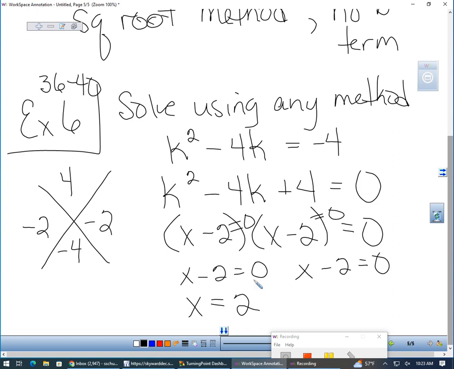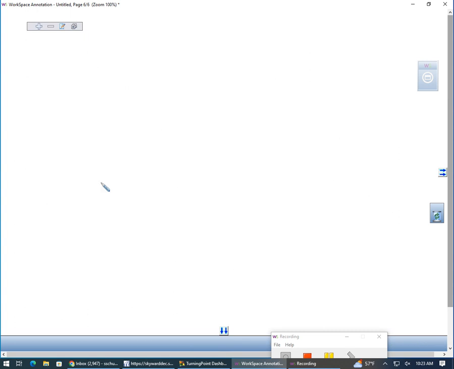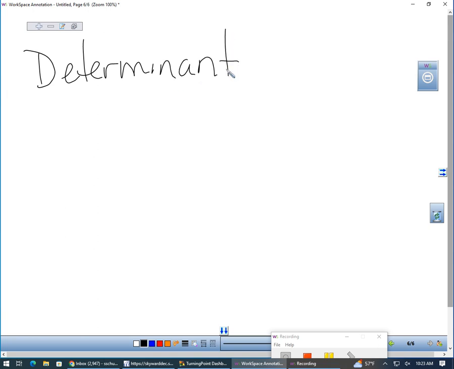All right, last thing I need to talk about. We call it the determinant. The determinant is that section underneath the square root in the quadratic formula. Okay, that part I asked you to simplify first, right? That's the determinant. That is b squared minus 4ac. Call that the determinant. If that determinant is greater than 0, so it's positive, there will be two solutions.